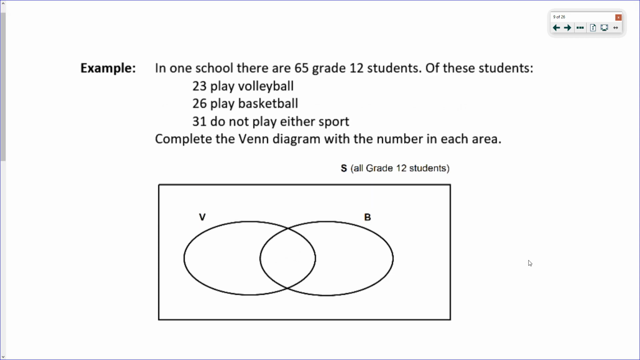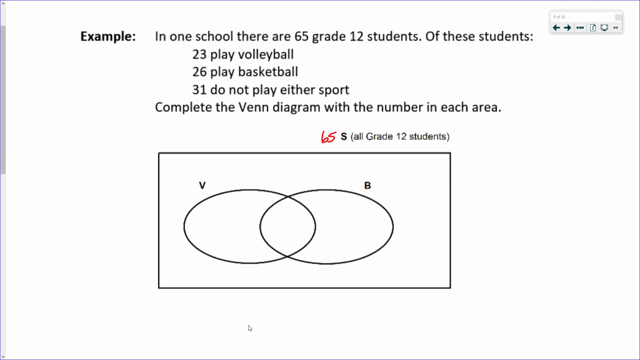To start with, we have 65 grade 12 students altogether, so I have 65 for my universal set. I then have 23 that play volleyball, so my volleyball is 23. I'm going to write it outside the bubble, because that 23 is the whole thing, including the overlap. What I'm trying to find is the people that play volleyball alone, so that would fit here. I also want to know the people that play volleyball and basketball, so play both, which would be in the middle here.